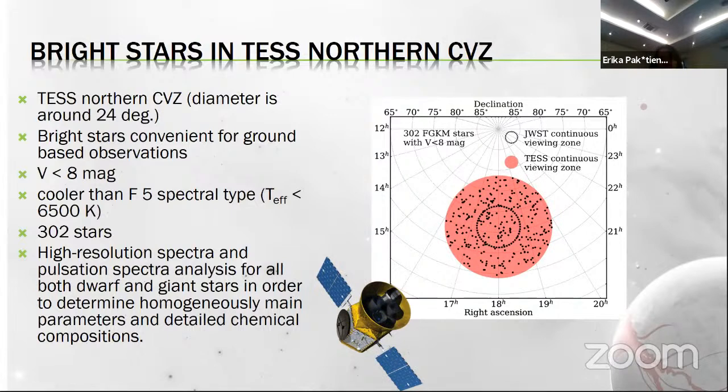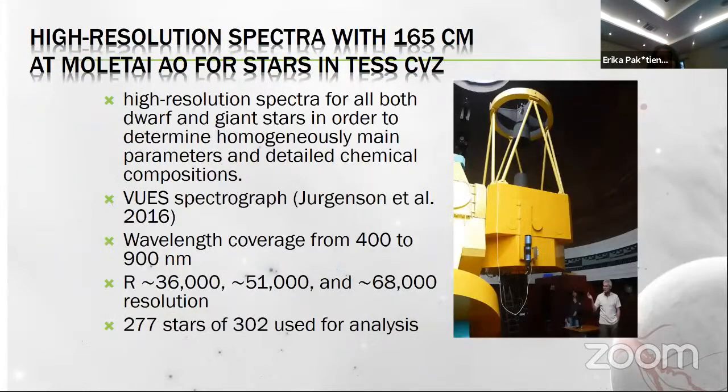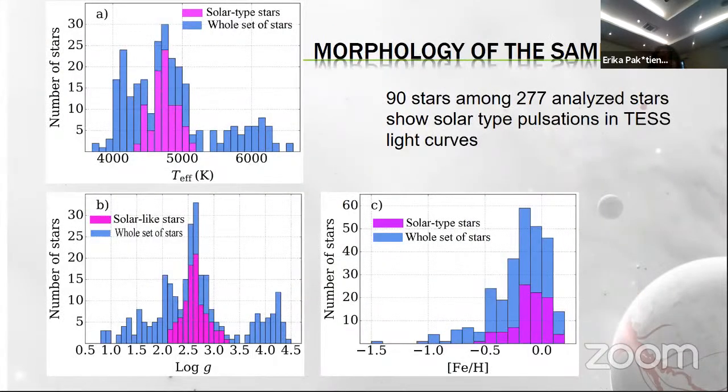And we performed high-resolution spectroscopy for all of those stars. In the beginning, we had selected 302 stars, but later the number was reduced to 277 because not all stars were suitable for spectroscopic analysis. So we did the spectroscopy with the 1.65 meter telescope and the high-resolution Eshel spectrograph at Molėtai Astronomical Observatory in Lithuania, and derived spectroscopic parameters for 277 stars.